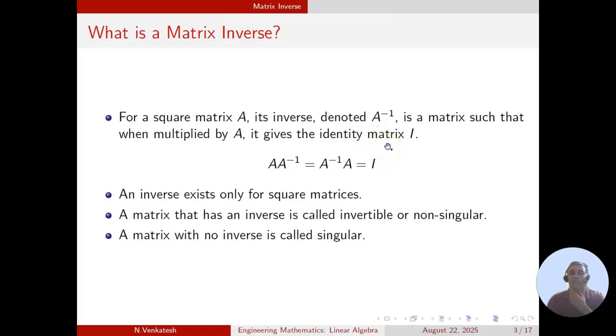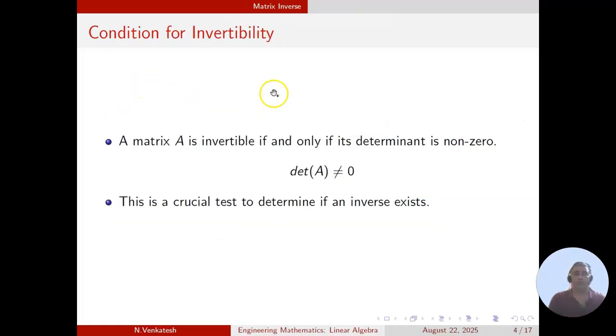Inverse may not exist for all matrices. A matrix which does not have any inverse, we call a singular matrix. And a matrix which has an inverse, we call a non-singular or invertible matrix. One of the basic conditions for checking whether the inverse exists or not is by calculating the determinant, which we discussed in the last lecture. If the determinant is not equal to 0, then only the inverse exists.